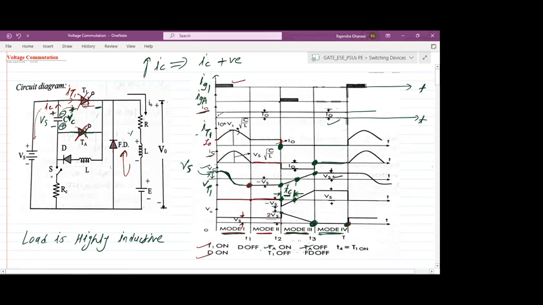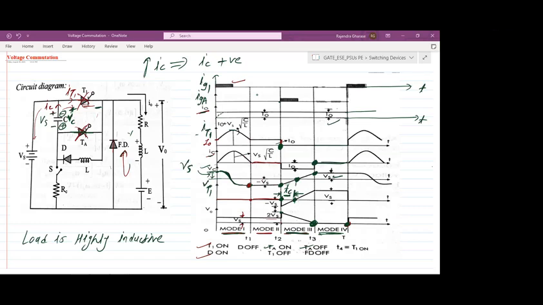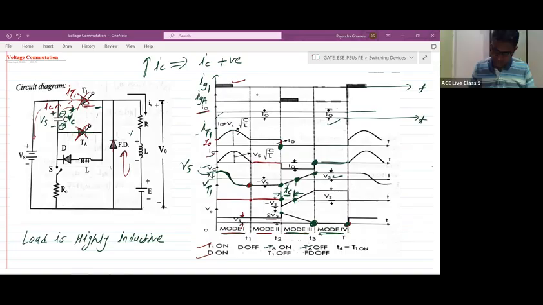Good evening, sir. Can you open the two transistor analogy? Sir, in this voltage commutation, can you explain once why the voltage commutation, sir? The capacitor current IC is opposite to IT1, then the T1 current suddenly goes to 0, no, sir? Just a minute, will you please repeat? The capacitor current IC opposes IT1.